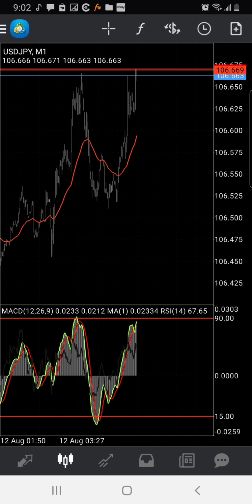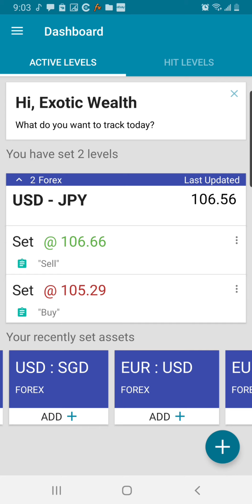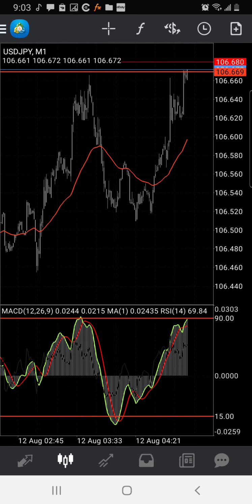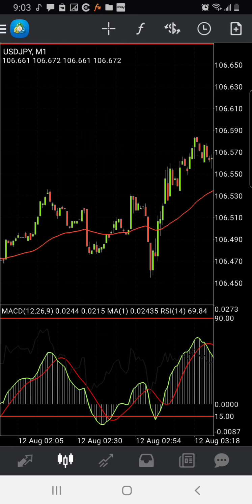I got the call from this app right here, call level. Let me go in there. See, it had told me and updated me, like notified me, that it hit this level. And so what I'm looking for is sales. I'm looking for nothing but sales at this point because look, this is our highest resistance. I don't just go in the trade, but this is our highest resistance. That's the only reason why I'll be looking for a sale, right?